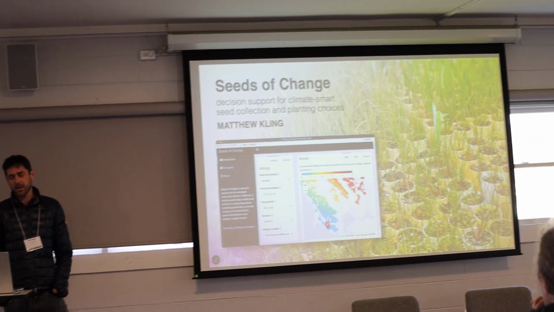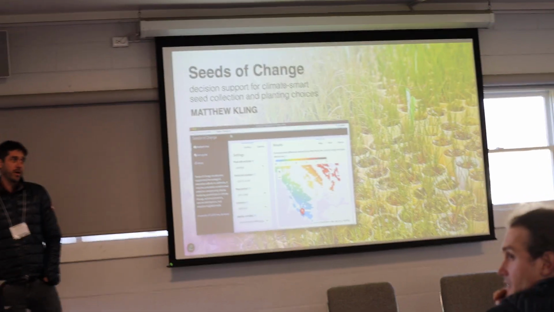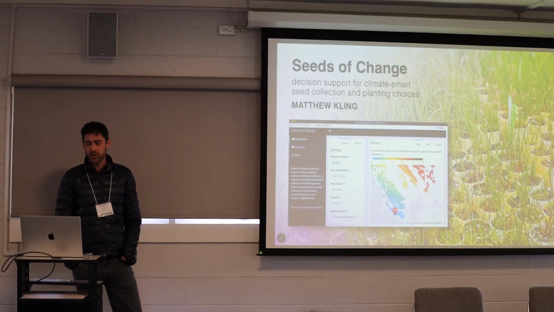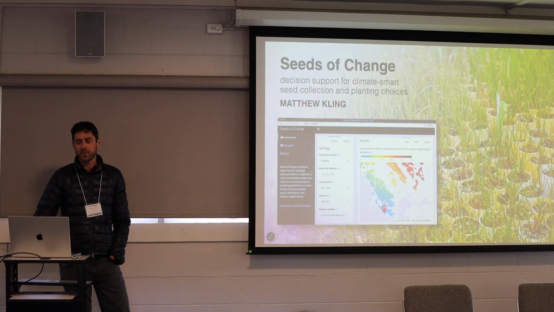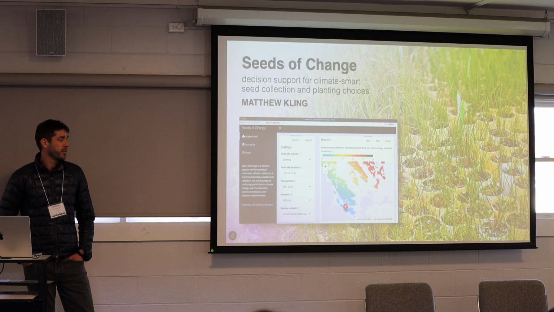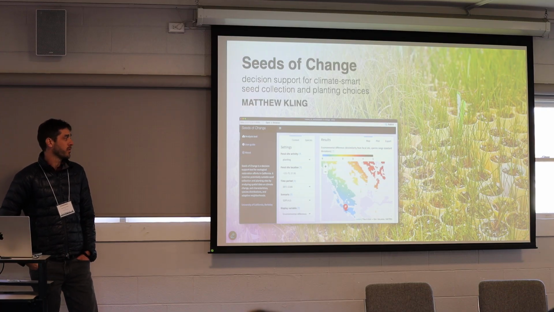Some more information about it here. This is a decision support tool to help land managers with seed provenancing and planting choices, including assisted gene flow as well as other types of choices. This is a new web app. The public version was released a few months ago, and we're still collecting initial feedback and making some final changes and working on the manuscripts.